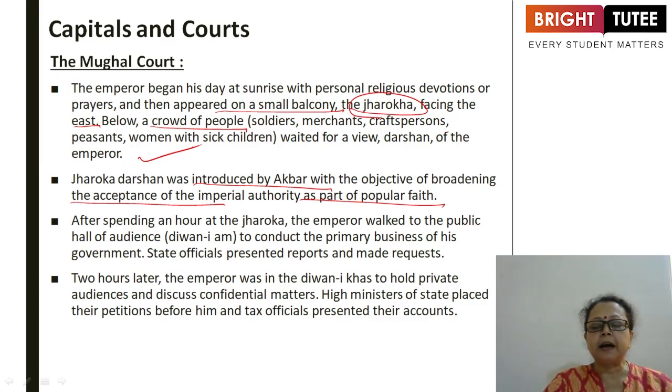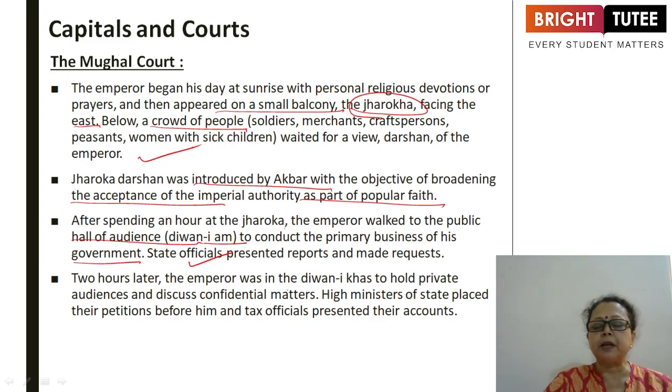After spending an hour at Jharokha, the emperor walked to the public hall, which is known as Diwan-e-Aam, to conduct the primary business of his government. State officials presented reports and made requests. So this work is done in the Diwan-e-Aam.